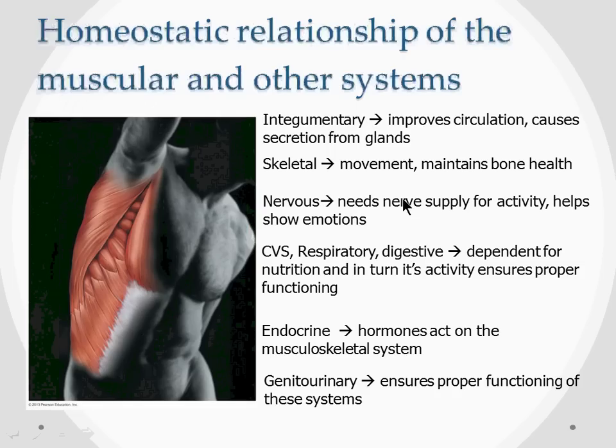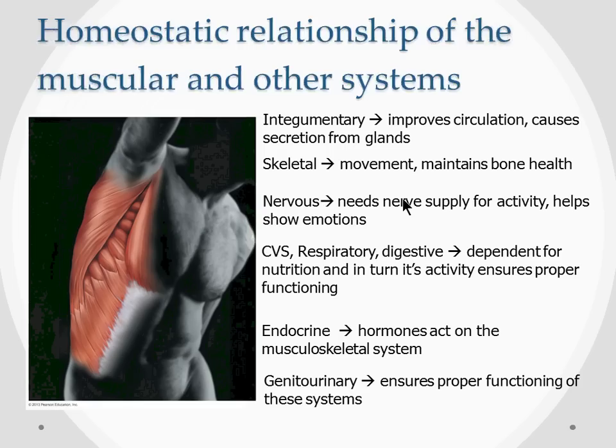Here are some relationships of the muscular system with other systems. You've done some of it. For example, the integumentary system. You remember you had the erector pili muscle which squeezed the glands. Then you also had blood vessels, and when the blood vessels dilated, you had improved circulation. So you can see how that is related.